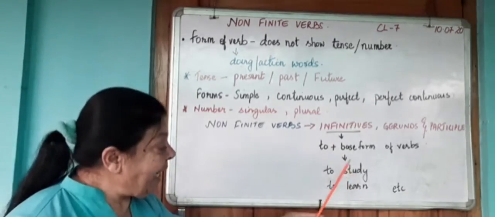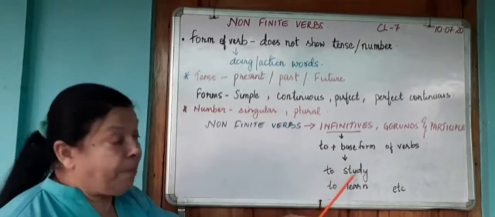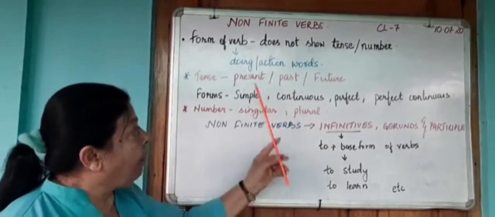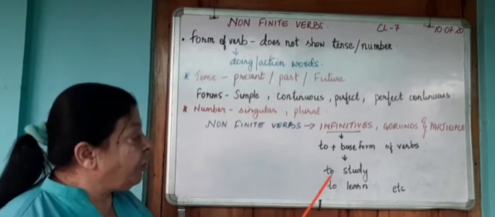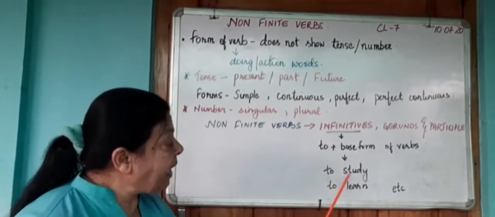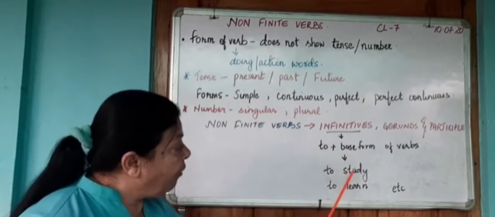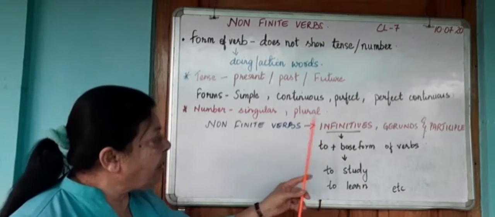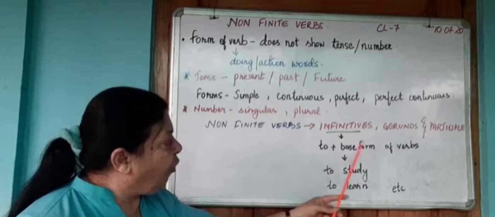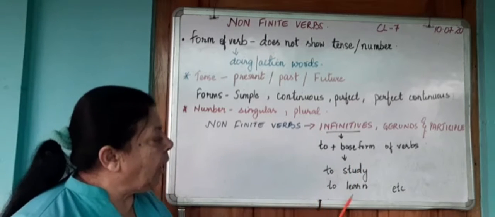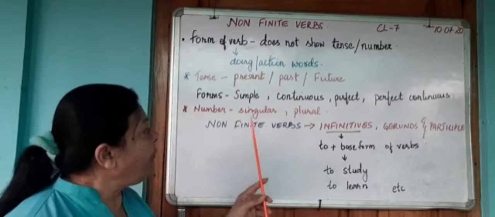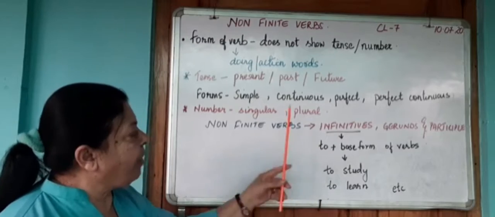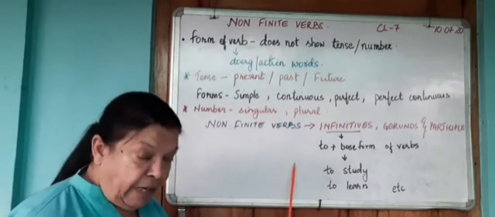From the word study, I can take the future tense, I will study, or I shall study, or the past tense, studied, or I can take the continuous, I'm studying. So study is the root form or the base form. From the word study, you can change the forms. So the infinitive is to plus the base form, to study, to learn, etc. So this is the non-finite verbs. We are going to do the infinitives. Now let's see how you form the infinitives. What are the functions of the infinitives?